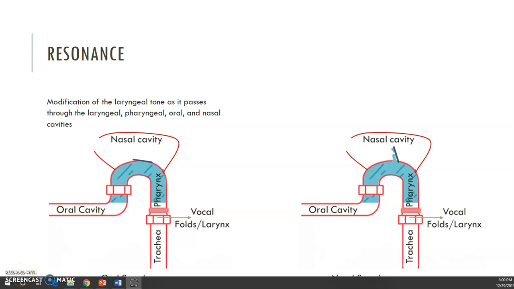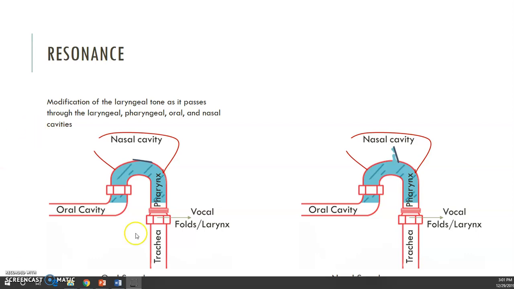Larynx is modified as the laryngeal, pharyngeal, oral, and velopharyngeal port move, and we have to have coordination of these structures to provide a pleasant vocal quality. To simplify how these structures work together, we can roughly think of the resonatory system as a set of pipes.